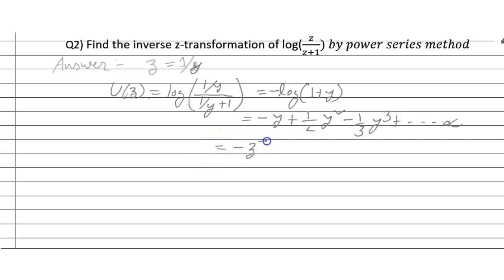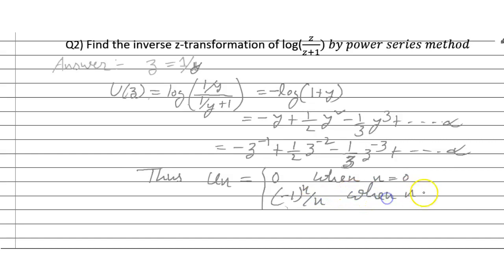It can be written minus z inverse plus half z to the power minus 2 minus 1 by 3 z to the power minus 3 plus up to infinity. Thus, we say u(n) equals 0 when n equals 0, and minus 1 to the power n by n when n belongs to I.